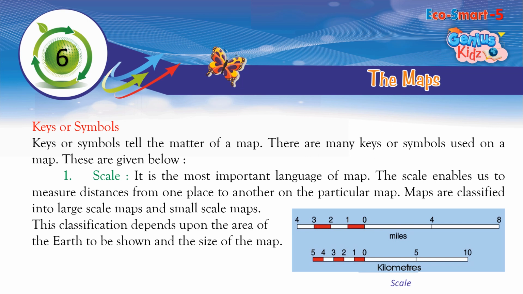Keys or symbols. Keys or symbols tell the matter of a map. There are many keys or symbols used on a map. These are given below. 1. Scale. It is the most important language of map. The scale enables us to measure distances from one place to another on the particular map. Maps are classified into large-scale maps and small-scale maps. This classification depends upon the area of the Earth to be shown and the size of the map.